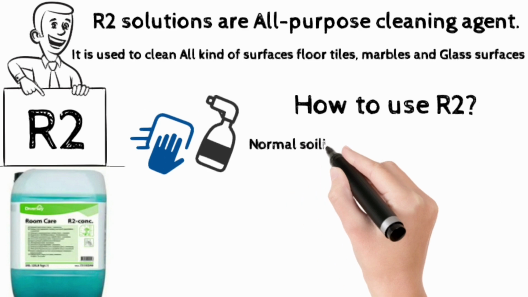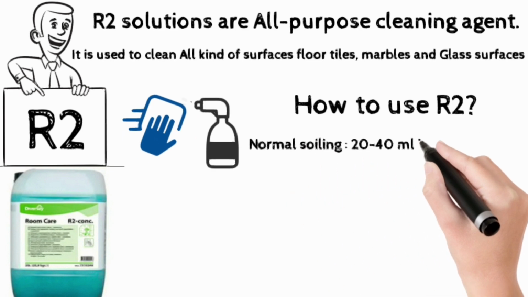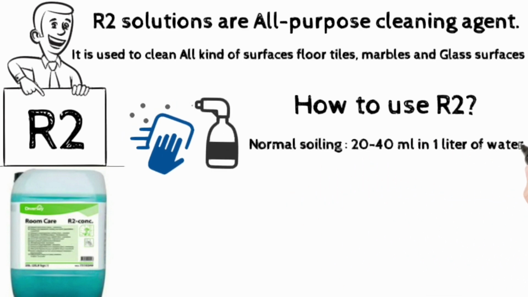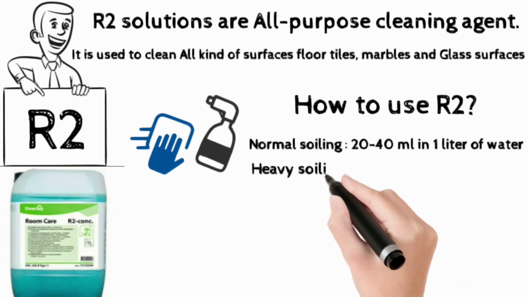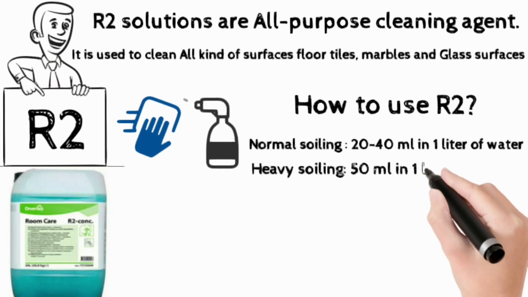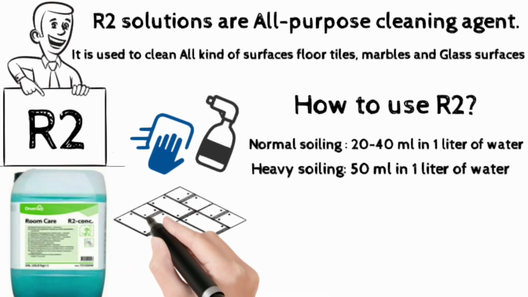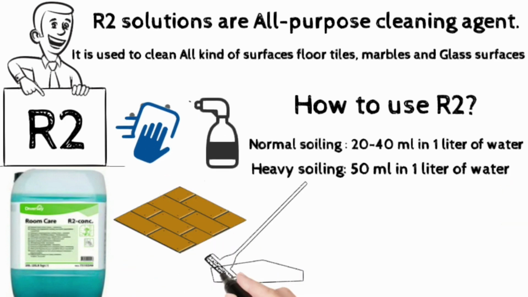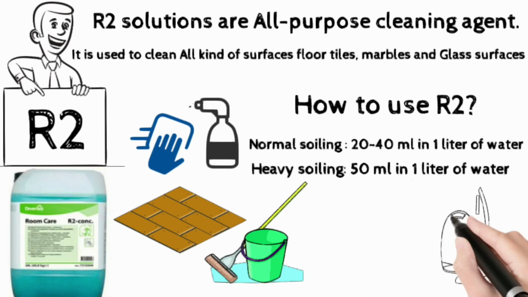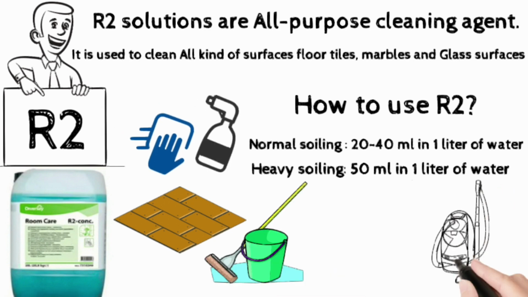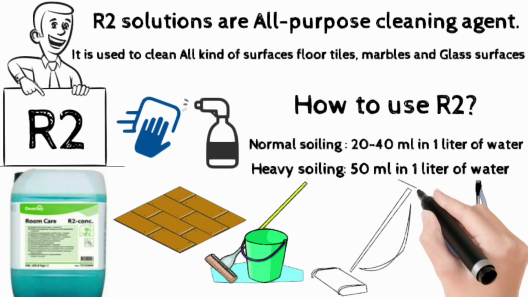R2 is used as a floor cleaner for glass and floors like Italian marble. R2 can be used for wet mopping as well as scrubbing with a machine. For wet mopping, R2 solution is taken in a bucket or mop trolley. Rinse the mop frequently. Alternatively, use a scrubbing machine and pick up the solution directly using a wet vacuum cleaner. This way the place will be cleaned.